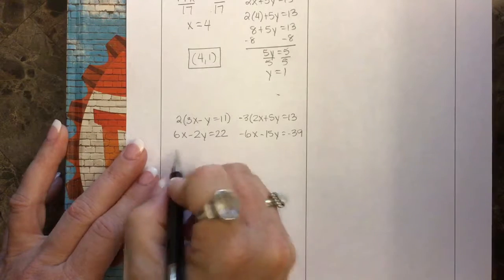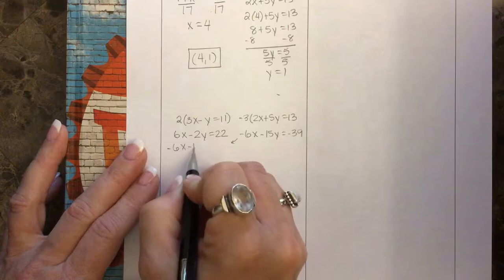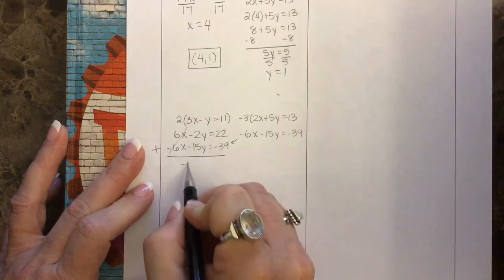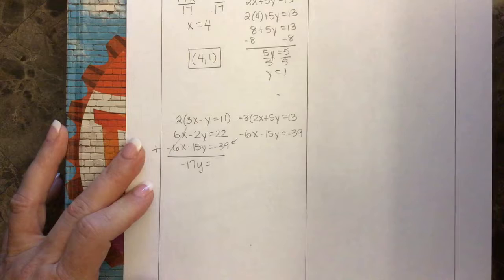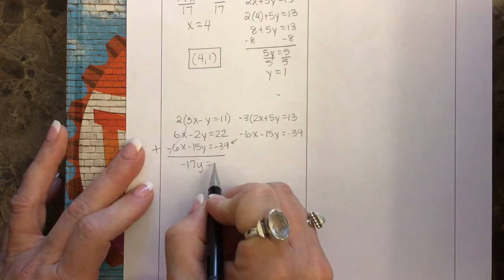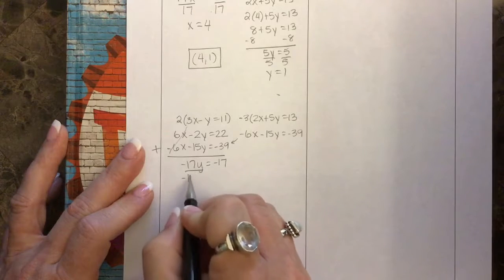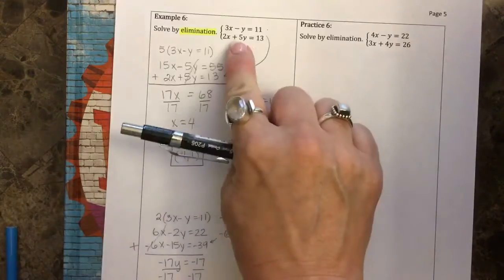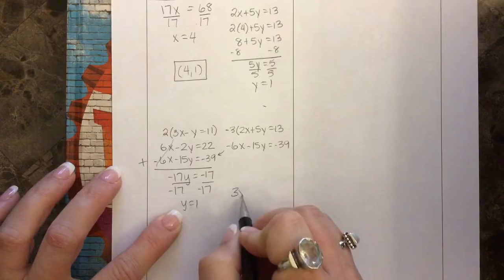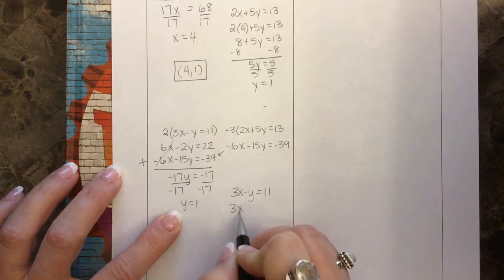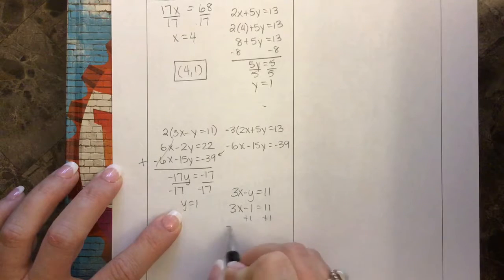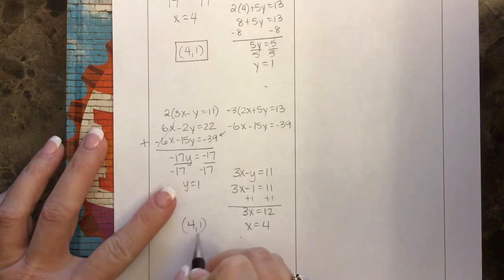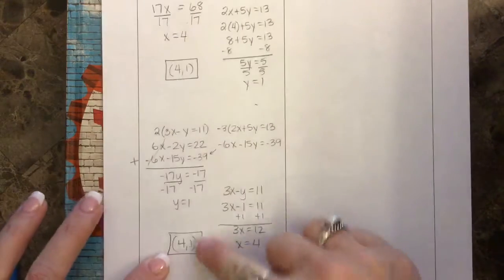Now I'm just going to rewrite this equation over here. Now I'm going to add them together. The x's are eliminated. Now I have y is 1. I can take y is equal to 1 and substitute it into either equation. Notice my answer is the same no matter what.